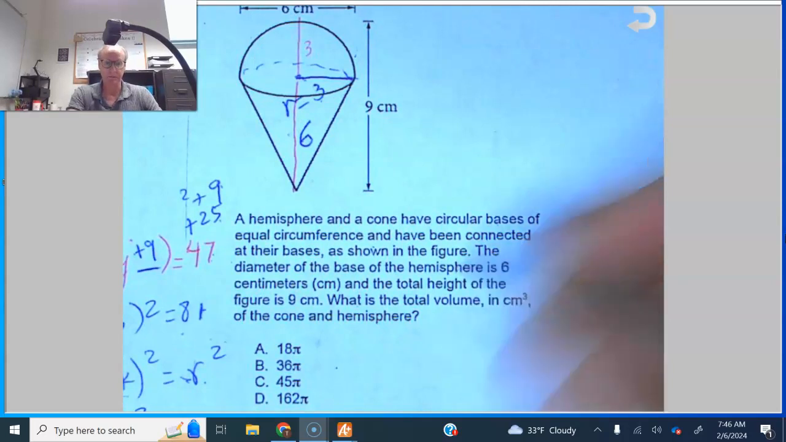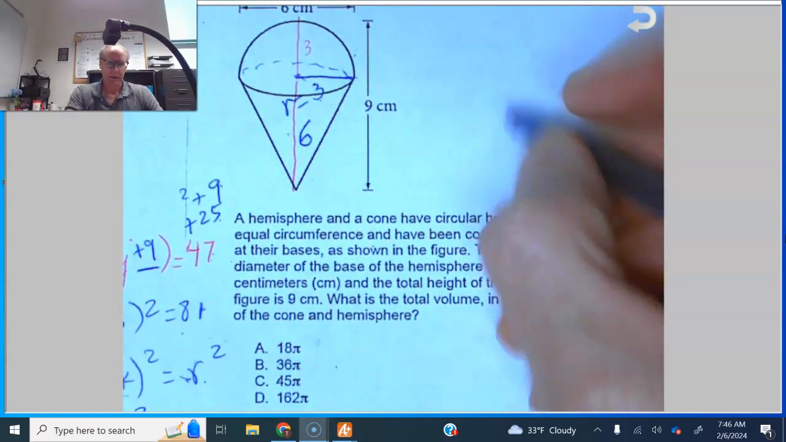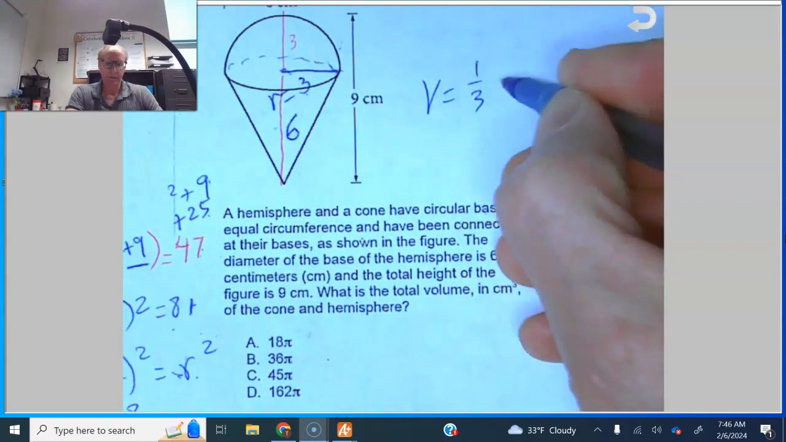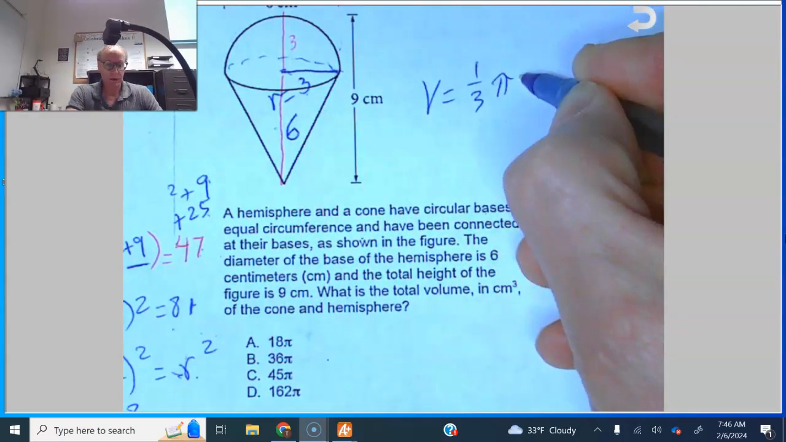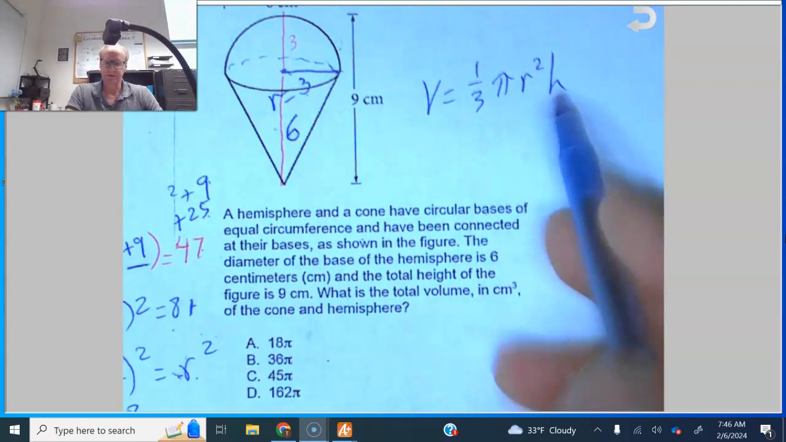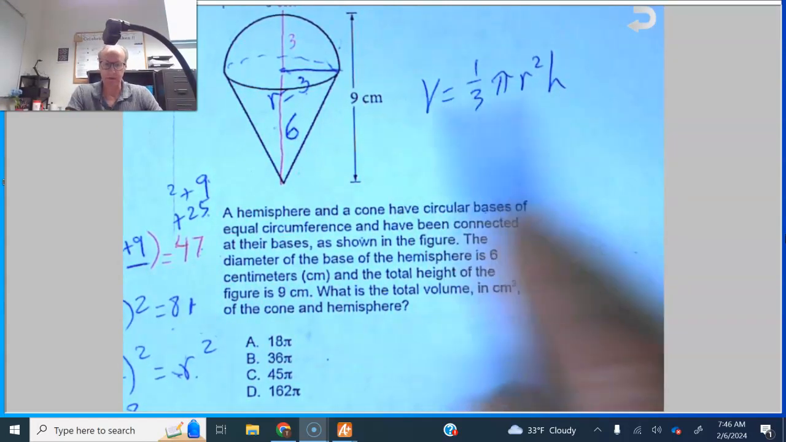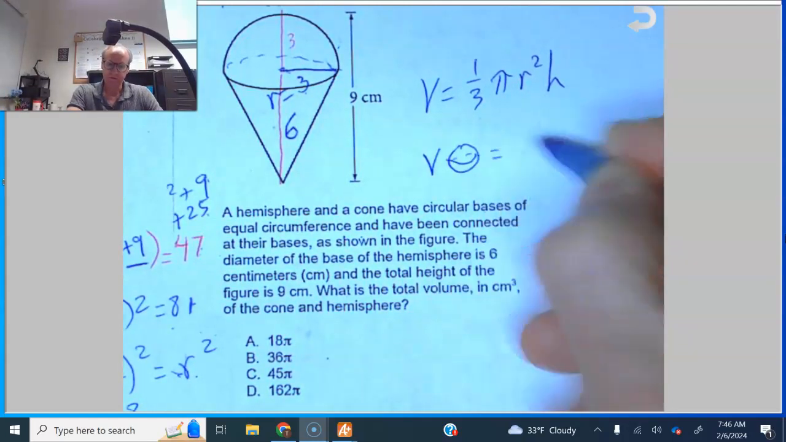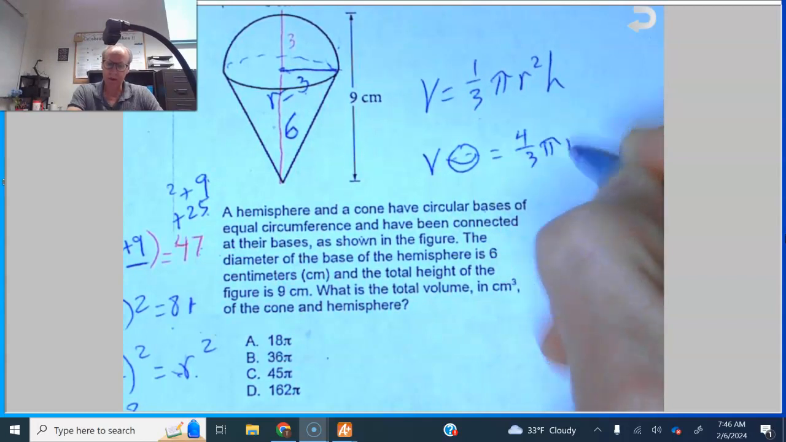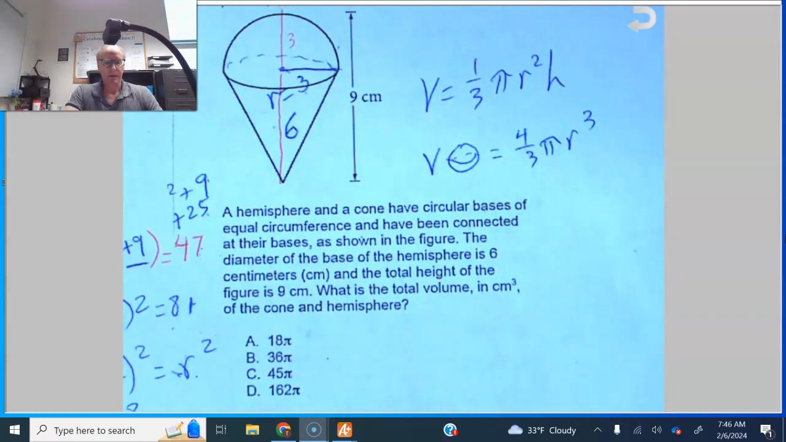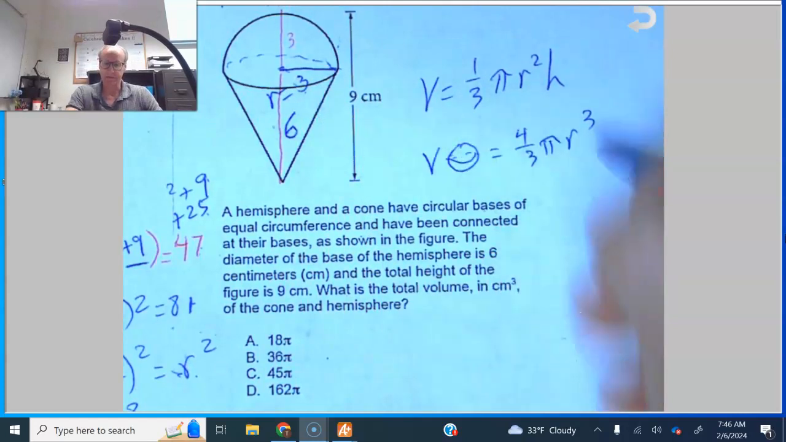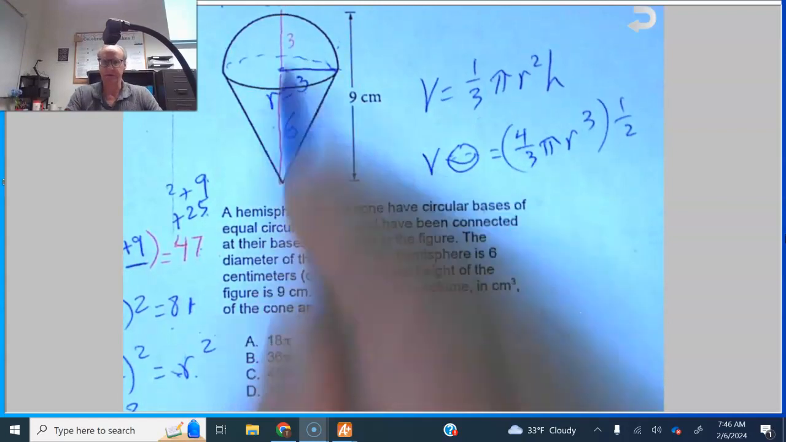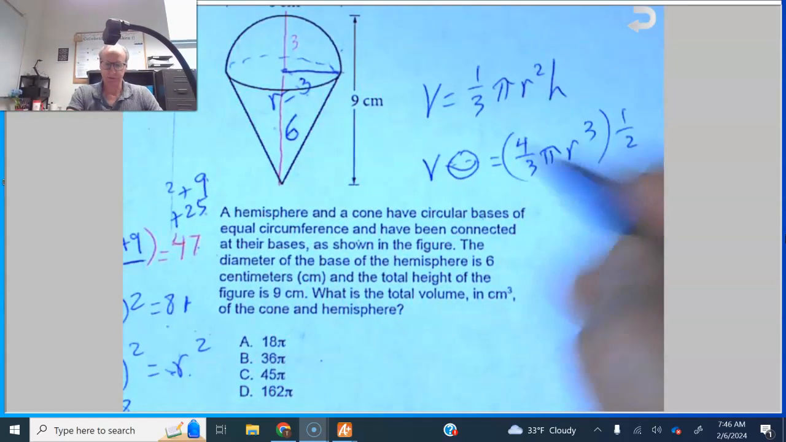What is the total volume? So a couple of things you have to know. You have to know that the volume of a cone is 1/3 pi r squared h, which you have to know. And you also have to know the volume of a sphere, which is 4/3 pi r cubed. This is only half of a sphere, so you're going to have to divide this by 2 or take half of it because it's only half of a sphere. Anyway, there it is. There's your equations.